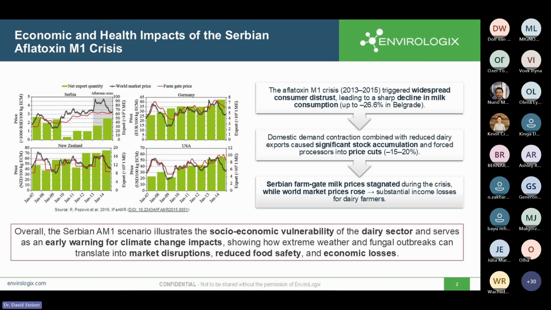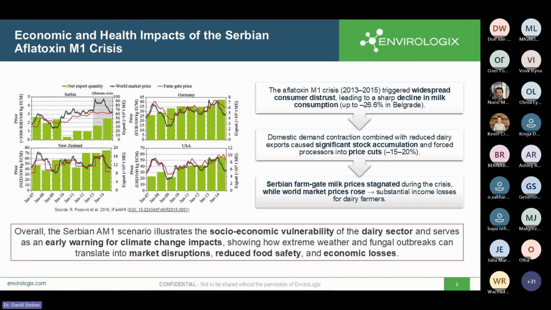So the Serbian aflatoxin crisis was, so to speak, a real wake-up call. Between 2013 and 2015, milk had to be pulled from the shelves. Farmers and producers suffered big financial losses, and consumer trust collapsed. Milk consumption in Belgrade alone dropped by over 25%. Exports went down, and processors were forced to cut prices by around 15 to 20%.